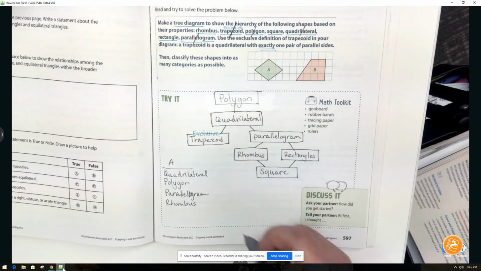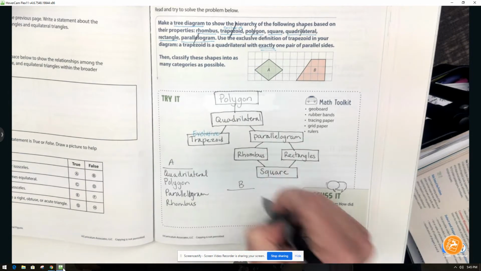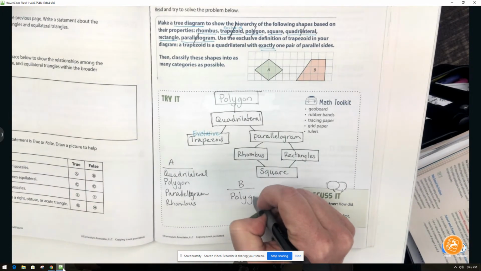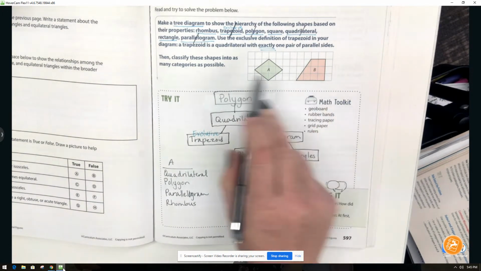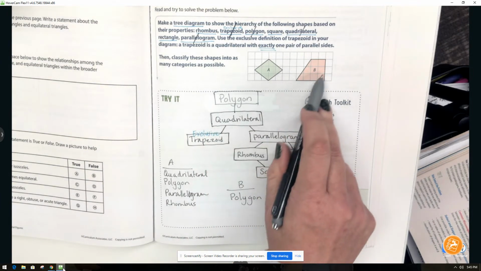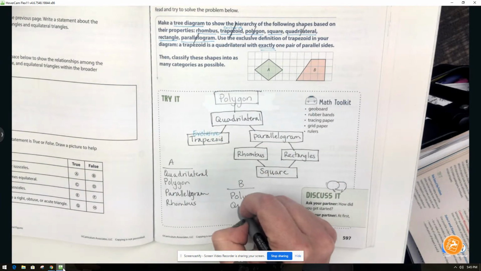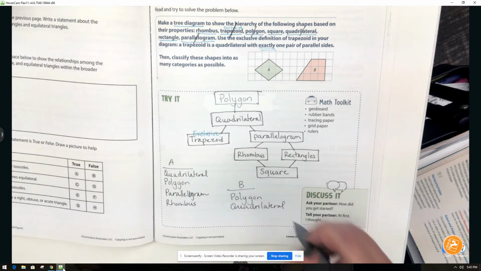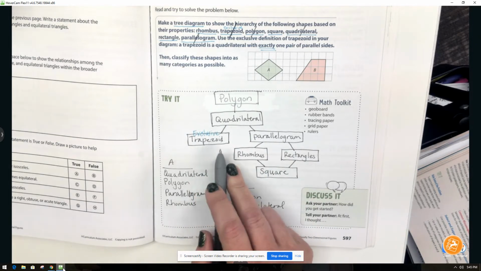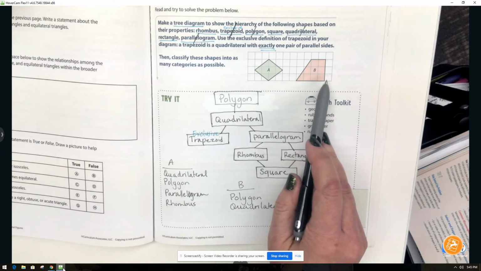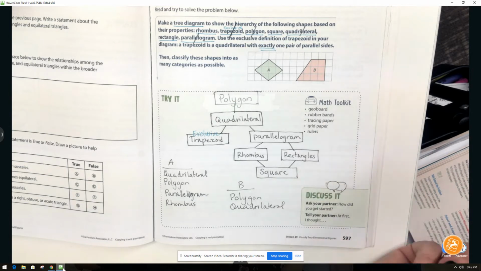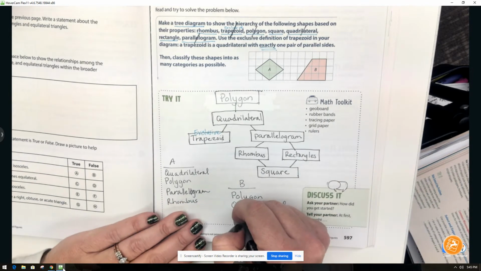Now let's look at shape B. Shape B can be a polygon because it has at least 3 sides. It can be a quadrilateral because it has 4 sides. Can it be an exclusive trapezoid? So it has one set of parallel sides. Is this side parallel? Nope. So it can be an exclusive trapezoid.